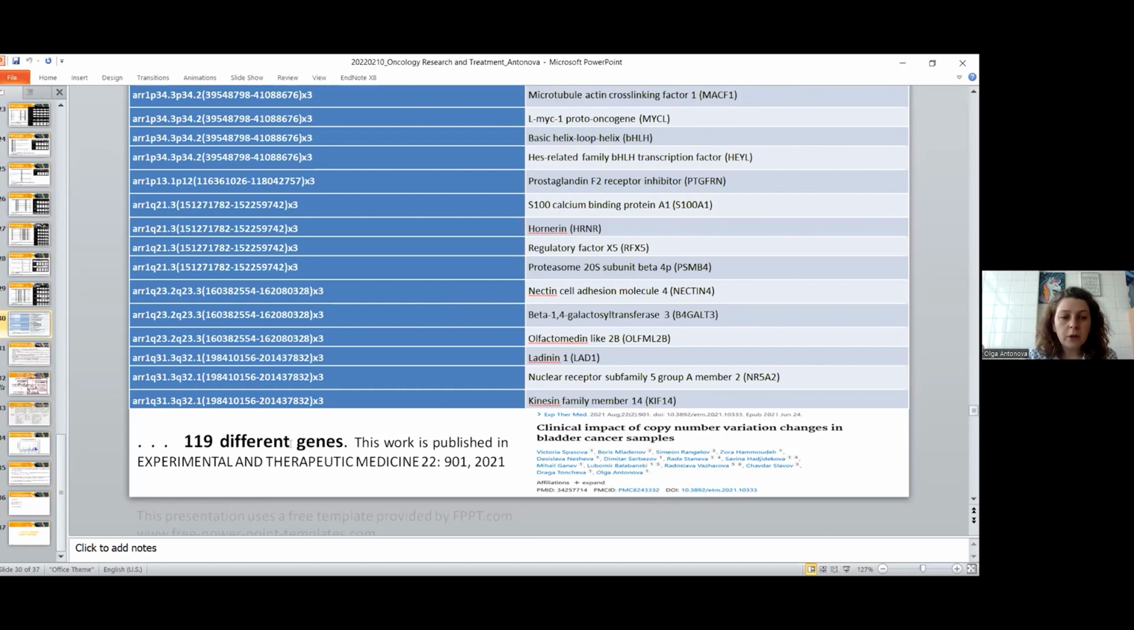Actually, we found 119 different genes, but as I already said, because this is already published work, and I think we are running out of time, just if you're interested, I give you the name of the article. This is clinical impact of copy number variation changes in bladder cancer samples, and it was published in Experimental and Therapeutic Medicine last year.